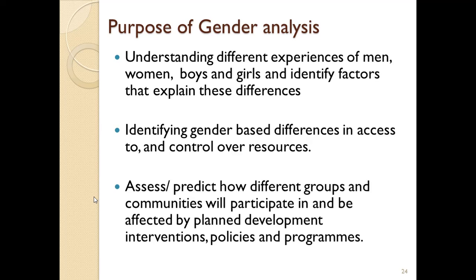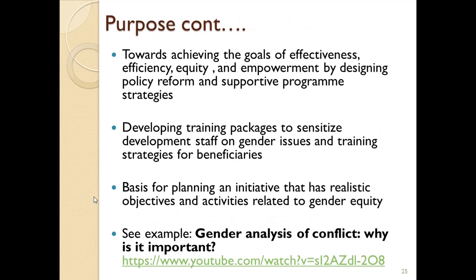The purpose of gender analysis is, of course, to understand the different experiences, identify the gender-based experiences in access to and control over resources, but it can also help us to predict how different groups and communities will participate or gain from the different initiatives. Having such information would be a basis for a better design for an evaluation that would capture such different realities of different groups.